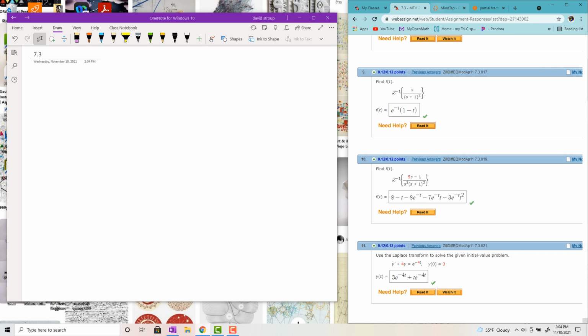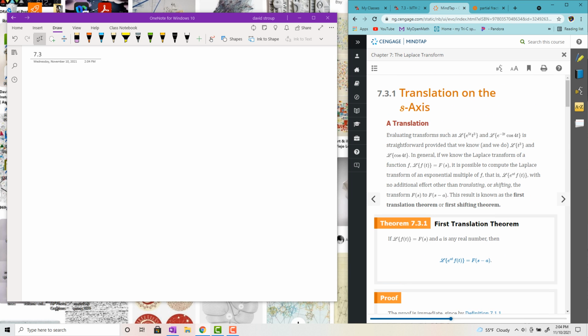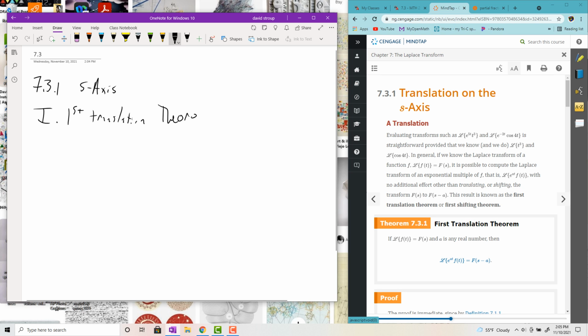Hey, welcome back. We're working in 7.3 now, and more translations of Laplace transforms, basically. Again, with the first translation theorem, so s-axis translation. And here we go. So, first translation theorem. It's pretty simple. It's kind of hard to remember all the time when you have like 20 balls in the air and you're juggling them all.